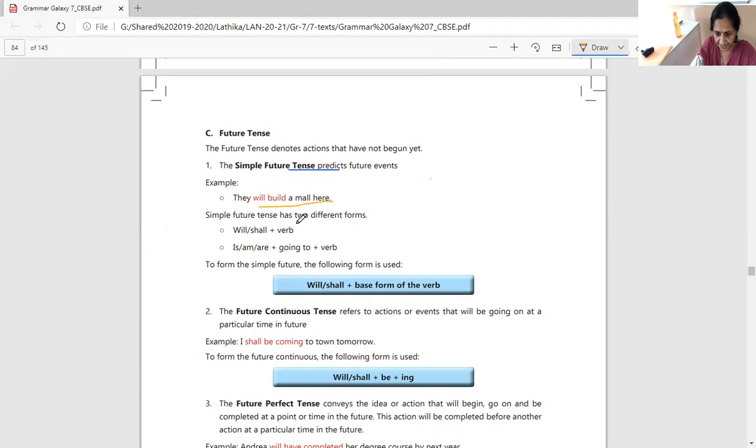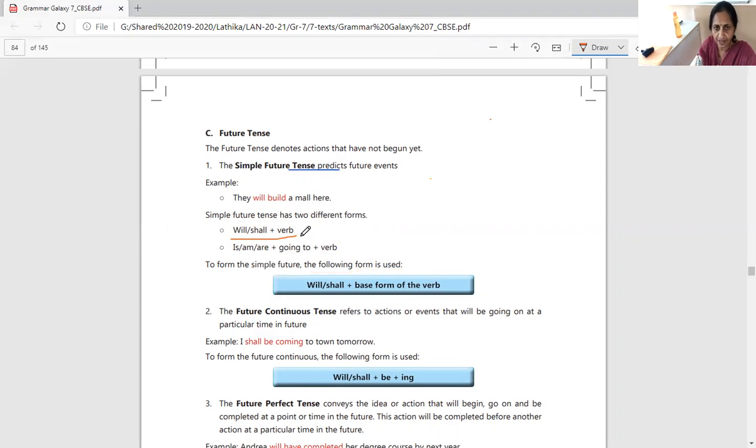Simple future tense has two different forms. There are two ways you can form the future tense, either by using will or shall plus the verb, or the to be form, is, am, are, plus going to plus the verb. Okay, when I give you an example, it will be more clear. So to form the simple future, the following form is used. So you will see how it is. So this is important. This is the formation.